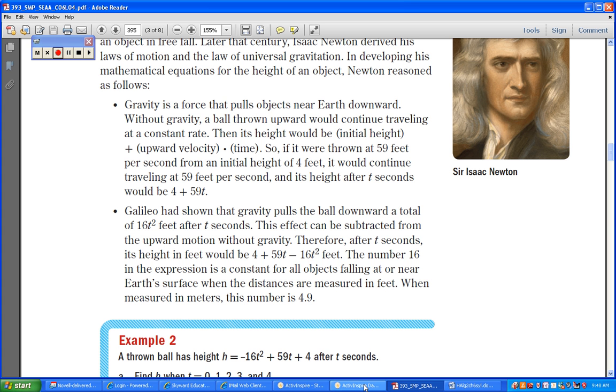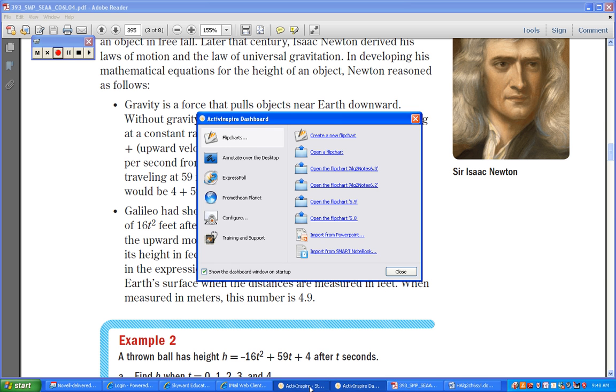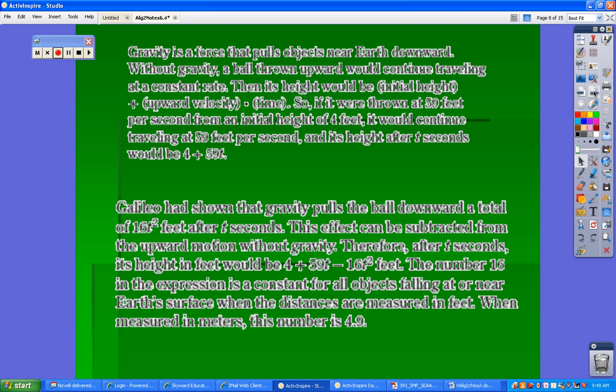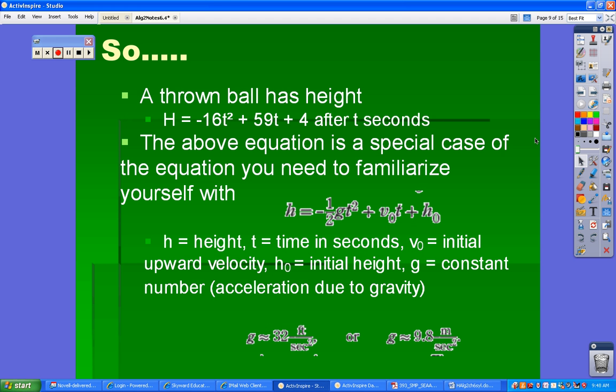Okay, so basically, this is where this formula is coming from. So here's what this says to me in short. A thrown ball has height this after t seconds. And this is an example problem. This equation is a special case of this equation, and you will have to memorize this bad boy.